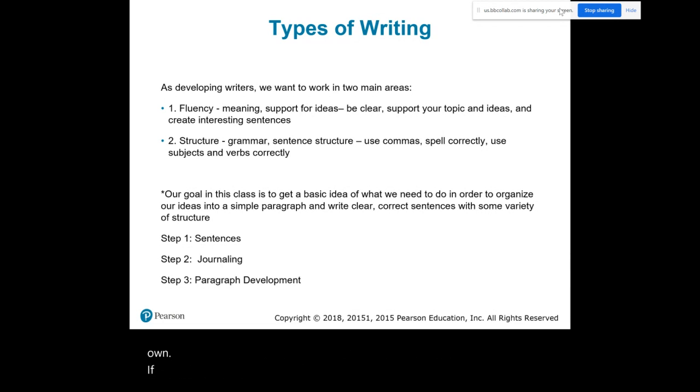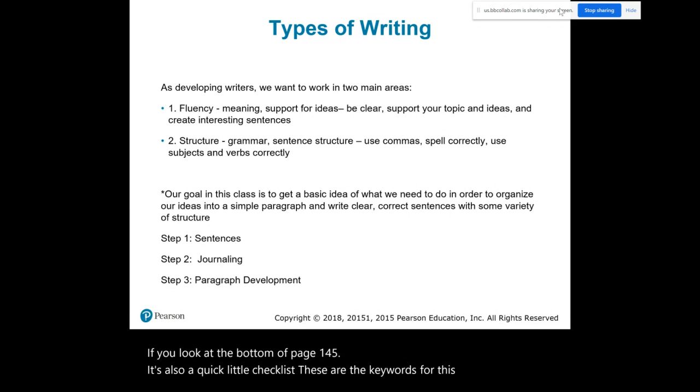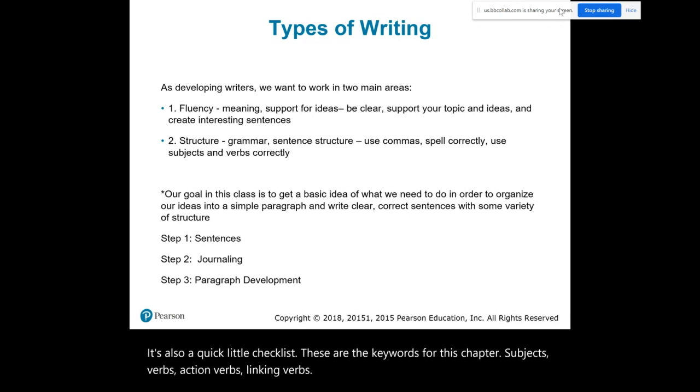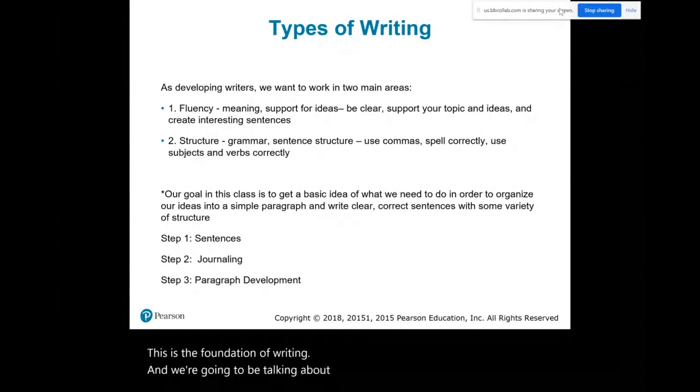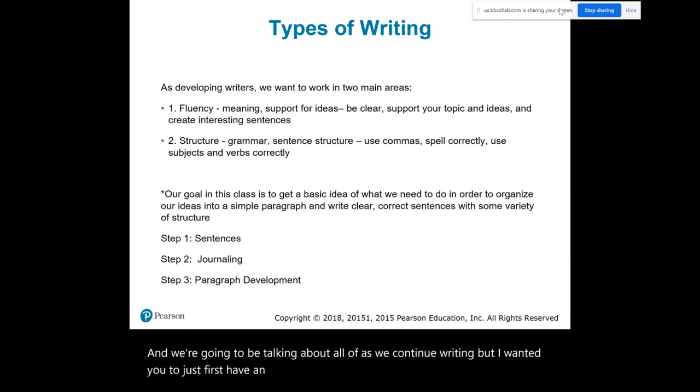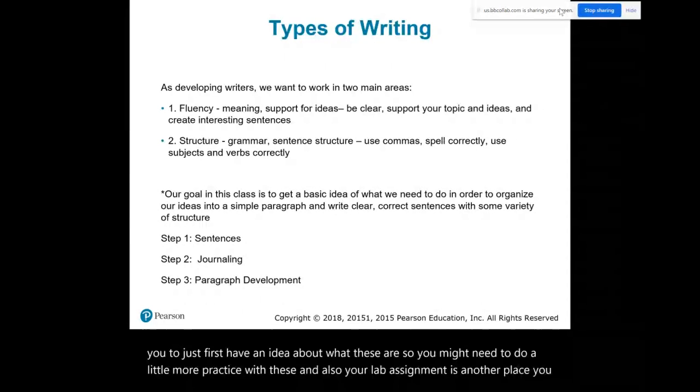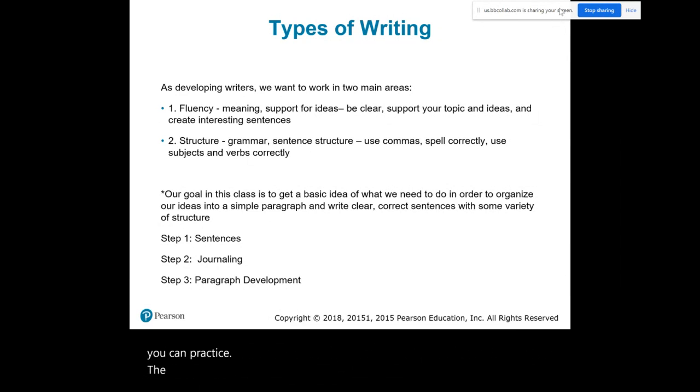And if you look at the bottom of page 145, it's also a quick little checklist. These are the key words for this chapter: subjects, verbs, action verbs, linking verbs. This is the foundation, and we're going to be talking about all of these as we continue writing, but I wanted you to just first have an idea about what these are. So you might need to do a little more practice with these. And also your lab assignment is another place you can practice the skills here, the verbs. There's a lot of activities with verbs and subjects.